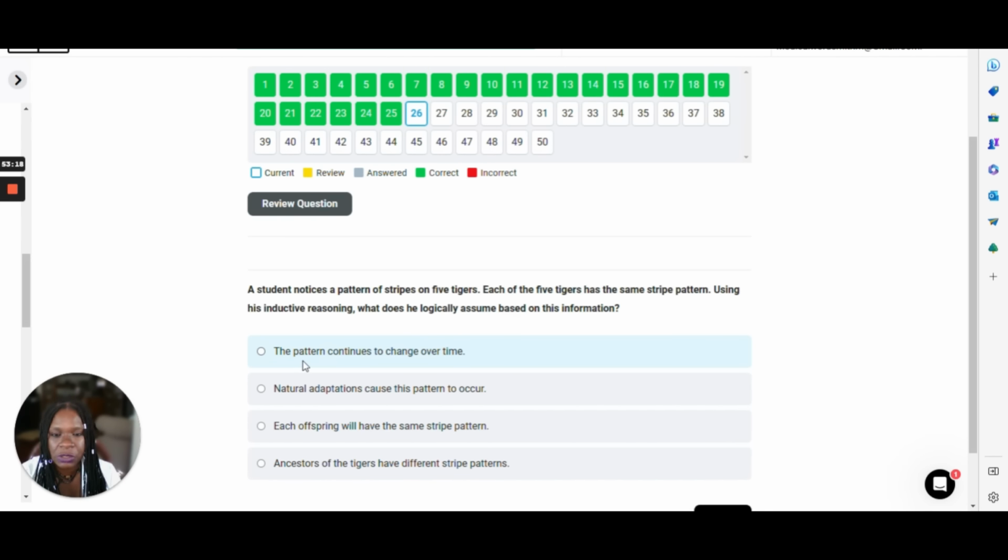The pattern continues to change over time. Natural adaptations cause this pattern to occur. Each offspring will have the same stripe pattern. Or is it that ancestors of the tiger have different stripe patterns? Well, I can tell you right away that this is talking about heredity and genetics, right? And if we can see that we've got a pattern of stripes on the 5 tigers, that particular pattern is going to be consistent across the board because each offspring will have the same stripe pattern.